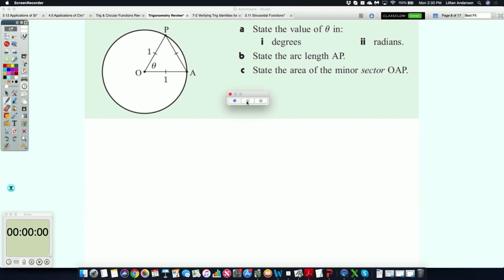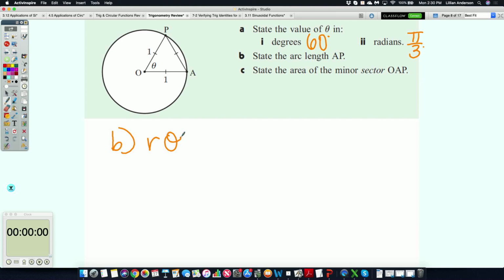So looking at this one, it's to state the value of theta in degrees. Because it's an equilateral triangle, all the angles are equal, so that means they have to be how many degrees? 60 degrees, which means that it'll be how many radians? Pi over 3. Very good. Now you need the radian measure because it actually states the length of the arc. The formula for arc length is radius multiplied by the radian.